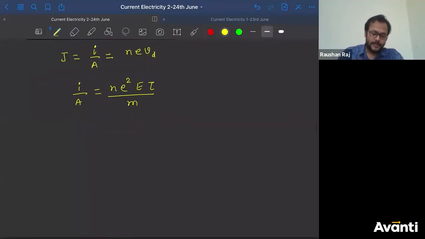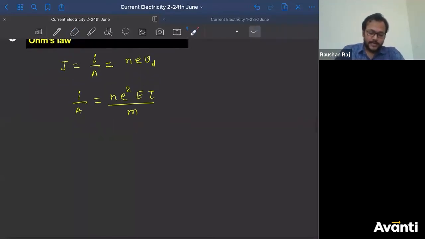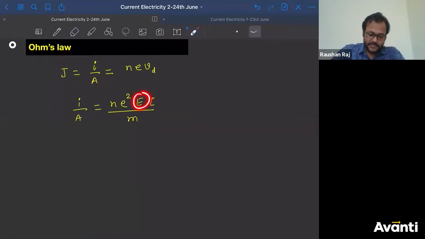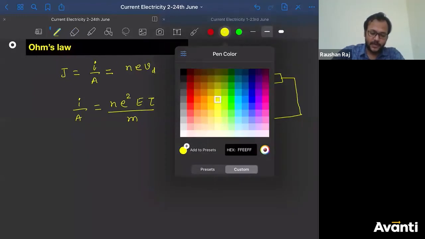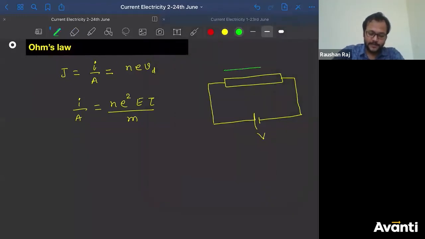Okay. Now tell me what will be the value of E if I consider a conductor like this, if a potential difference V is maintained across the ends of this conductor, and if the length of this conductor is, let's say, L. Tell me what will be the value of capital E.